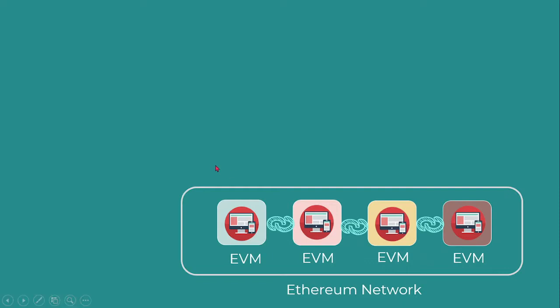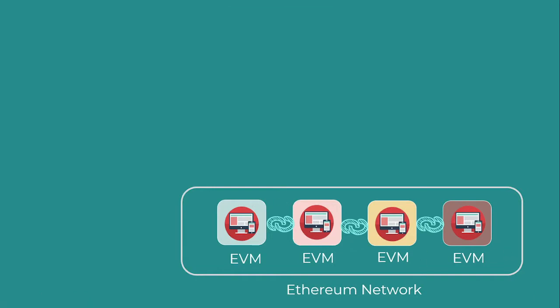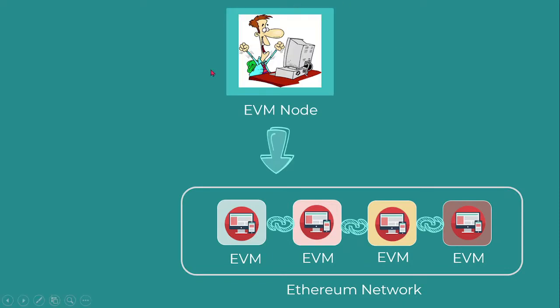Now I want to get connected with this blockchain world. That means I want to get connected with this Ethereum network. So I need my own node. So let's create my own EVM node. This is my own EVM node that will help me to get connected with this Ethereum network.